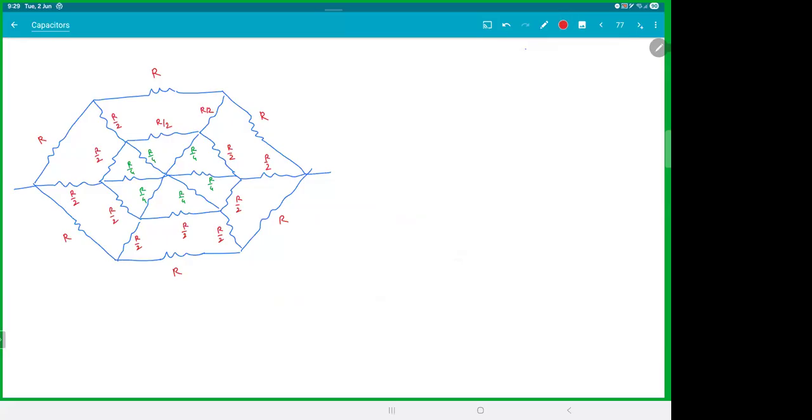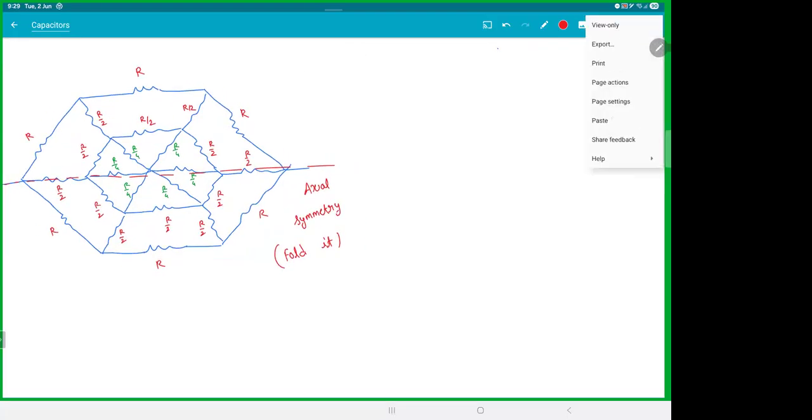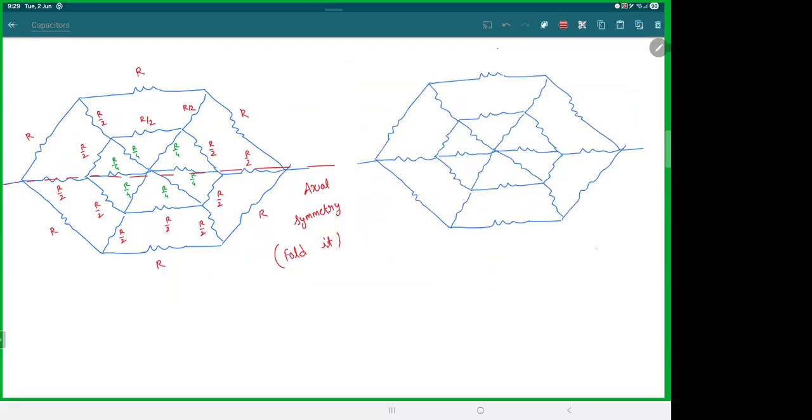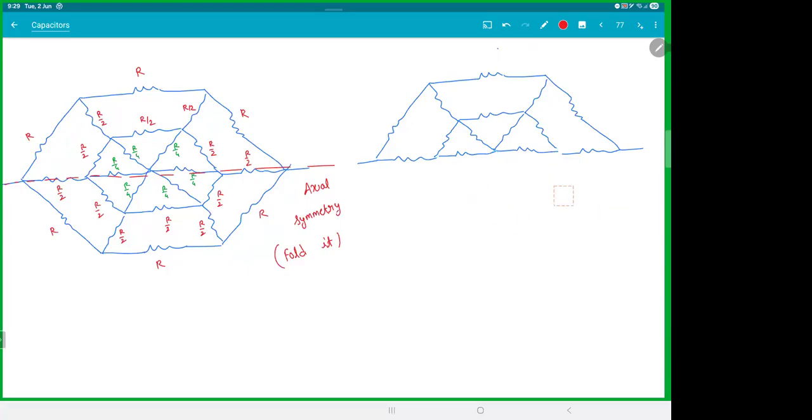Let's see. So first thing, what we will do, let's fold it about the axial symmetry line. Okay? Now when you fold it, see what happens to the circuit. When you fold it, the lower part of the circuit will vanish. There. This is how it will become.